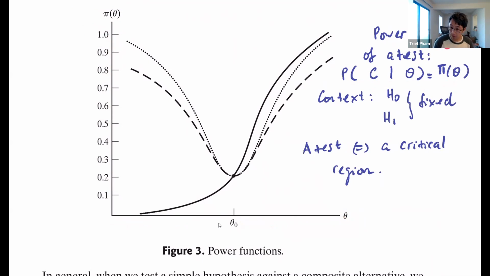So what do we want with this power function? What is desirable? Maybe let me ask you this, see if you understand this concept. What does a good power function look like?